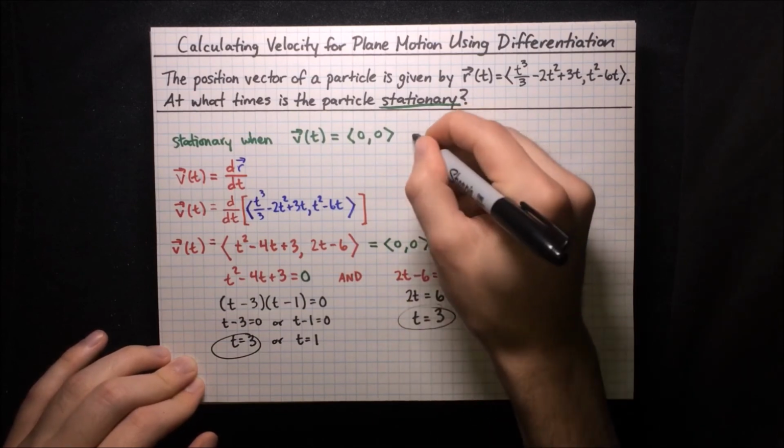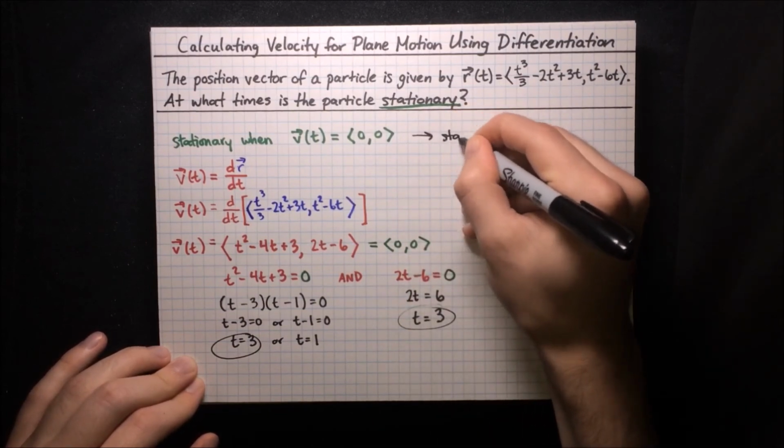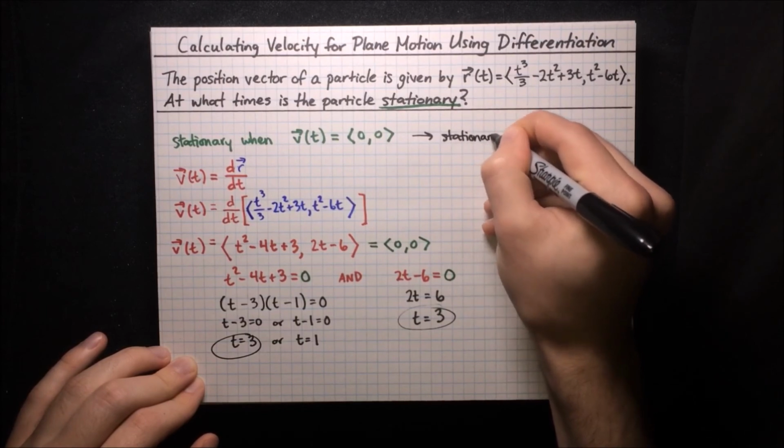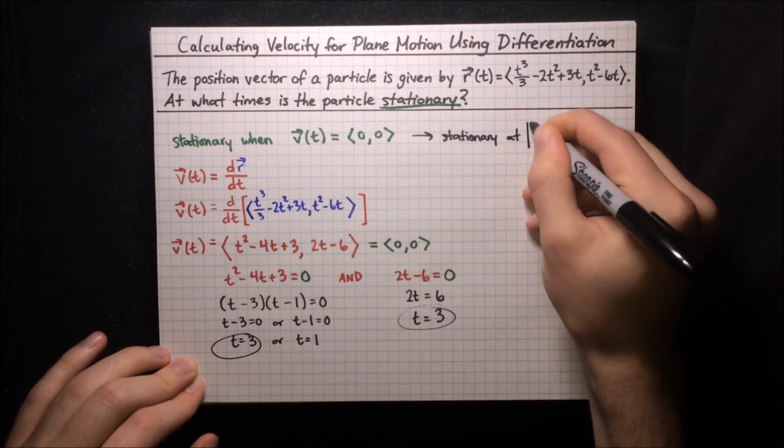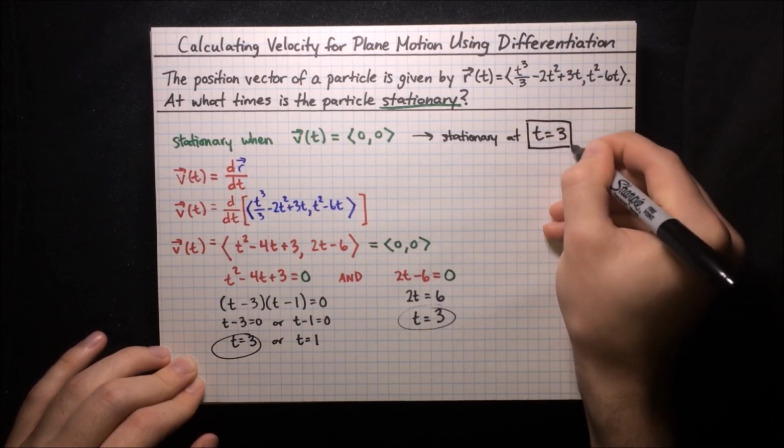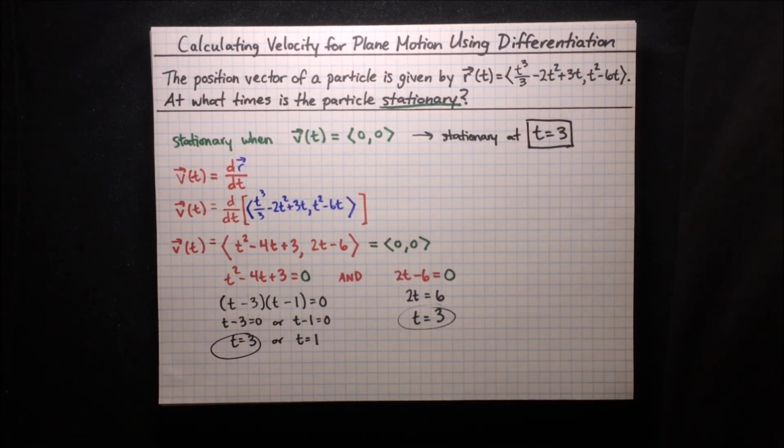So there we go. We know that the particle is stationary at t equals 3. That is the only time when its velocity vector is the 0 vector. So now we know how to calculate velocity for plane motion using differentiation, and we know how to find the times when a particle is stationary. In the future, we'll continue working with vectors and motion, and in particular, we'll also learn how to calculate acceleration.